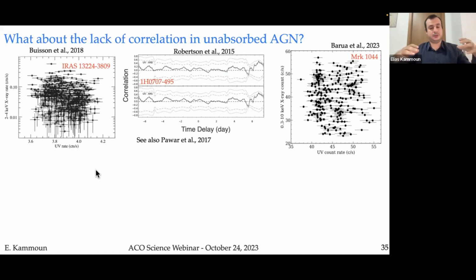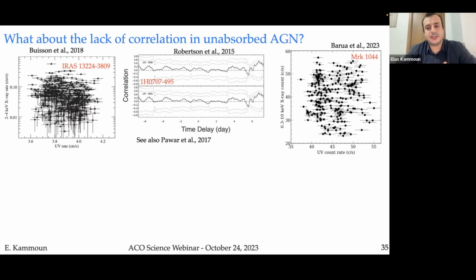So if we look at sources that are not absorbed, you can see that some of them, here I'm showing three, and I'm not sure if there are more, but these are the strongest cases where we do not see a correlation. We look at the X-rays, we look at the UV, there's no correlation. In IRAS 13224-3809, if you look at 1H0707, similar thing. And more recently in Markarian 1044, the same thing. So what's happening? Is the corona illuminating or not, or what's happening in these sources?